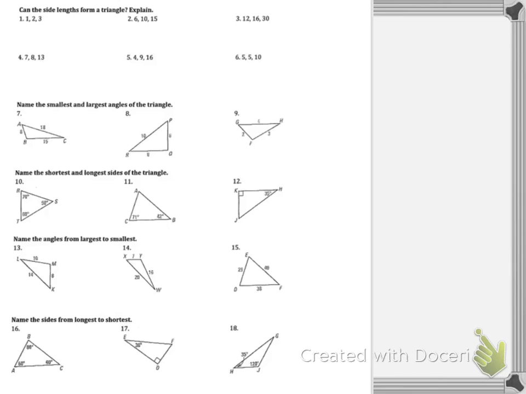Well, 3 plus 1 would be greater than 2, and 3 plus 2 would be greater than 1. So what we have to check is if 1 plus 2 is greater than 3. And we see that that's 3, where it's equal. So no, sorry about that. No, it will not form a triangle.